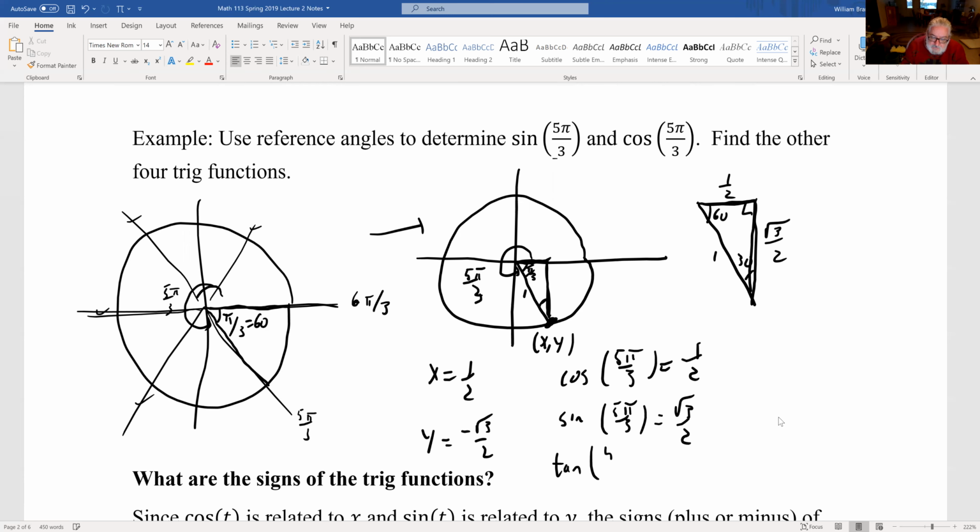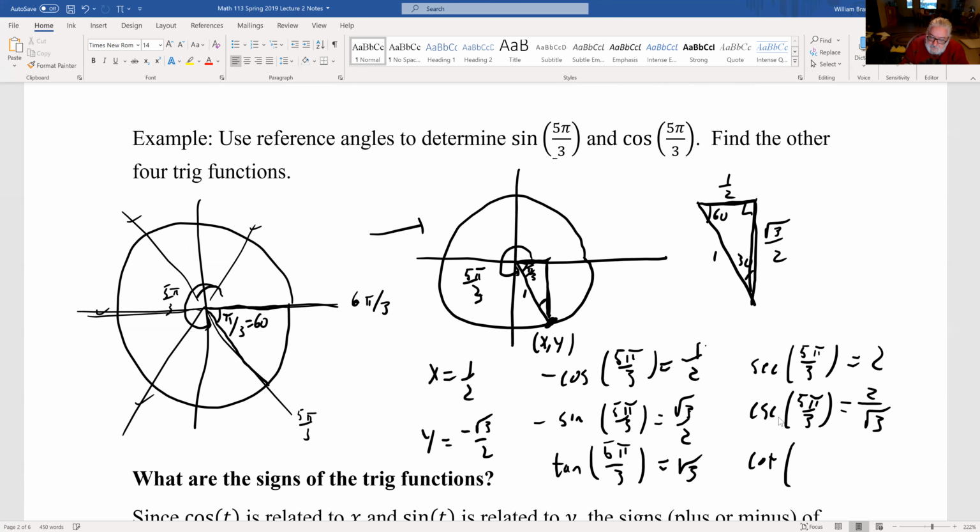Tangent of 5 pi over 3 is sine divided by cosine, so it'll be square root of 3 divided by 1, which is just square root of 3. Secant of 5 pi over 3 is the reciprocal of cosine, so that's 2. Cosecant of 5 pi over 3 is the reciprocal of sine, so that's 2 over square root of 3. And cotangent of 5 pi over 3 is the reciprocal of tangent. Think of tangent as a fraction, square root of 3 over 1, so its reciprocal is 1 over square root of 3.